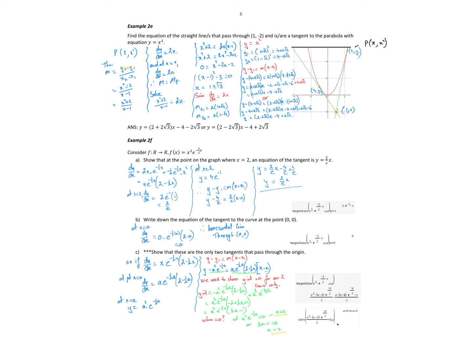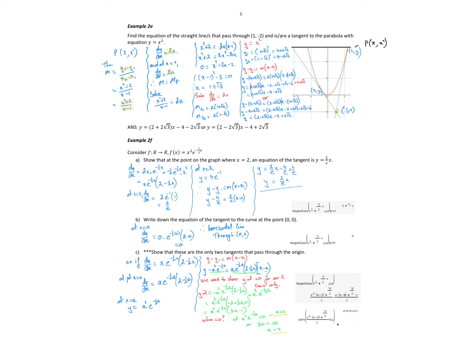It's just y2 minus y1 over x2 minus x1, which is x squared plus 2 over x minus 1. That's the gradient of the line. Well, what is the gradient of the line at the point? That's what dy/dx is. So dy/dx is equal to 2x at the point x. So the gradient at that point is just 2x.